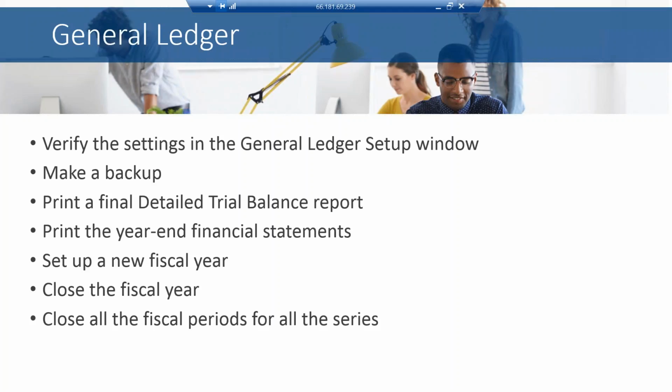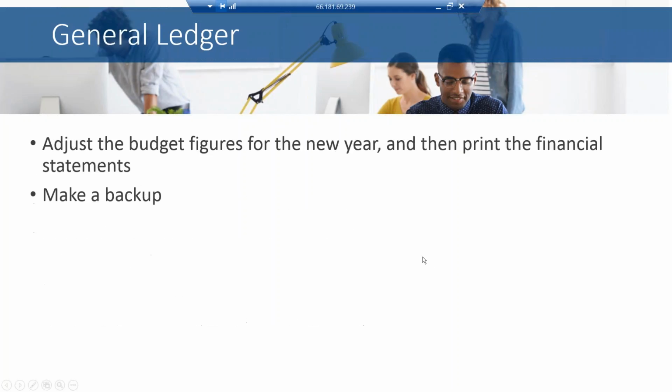Make sure at this point you should already have your fiscal year set up, but make sure your new fiscal year is set up, and then close the year. And then lastly, you can close all the fiscal periods for that series. Then adjust the budget figures for the new year, and then print the financial statements. And then lastly, make a backup.